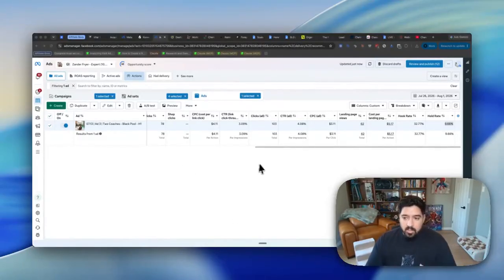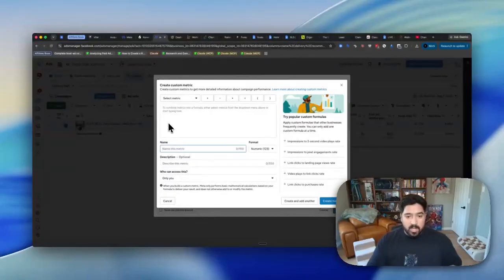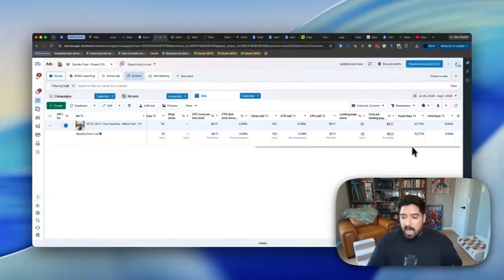Inside the ads manager, first you want to find your hook and your hold rate. These are custom metrics that I've built, and they're really great for video ads, so I highly recommend that you do the same thing. To get your hook and hold rates in here, the hook rate is 3-second video plays divided by impressions, and hold rate is video plays at 50% divided by impressions. To make these, go to the columns, then customize columns, then custom, and create a custom metric. Then drop in those metrics that I just explained, and call them hook rate and hold rate. From there, you'll be able to add these custom metrics to your columns and see how well your ad is hooking people and how well it is holding people.